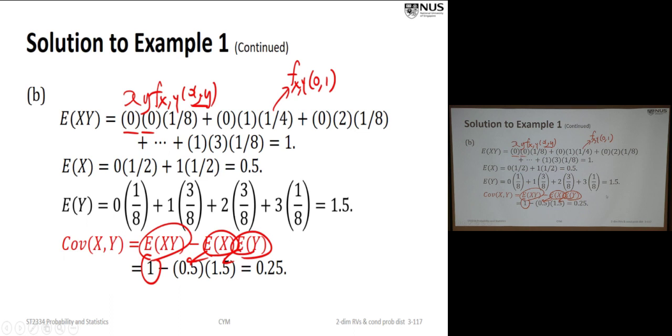All right? And it is positive. Positive means what? It means that for this particular distribution, if x is above mu x, the mean, then at the same time the corresponding y should also be above the mean, mu y. If it's below mu x, then the corresponding y is also below mu y.